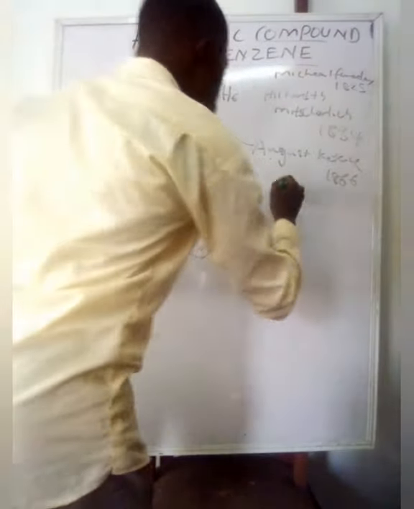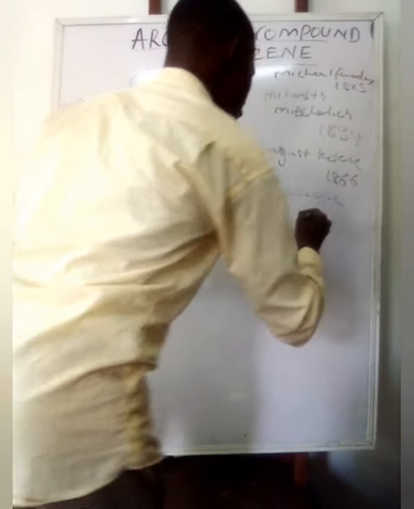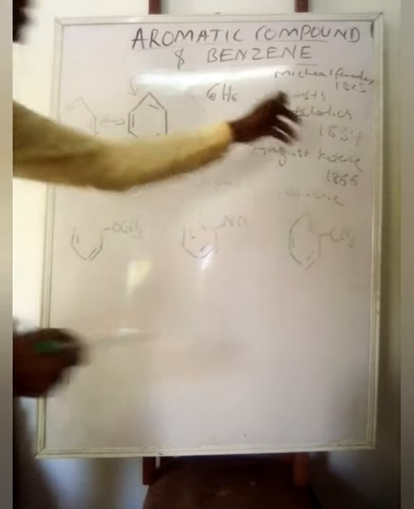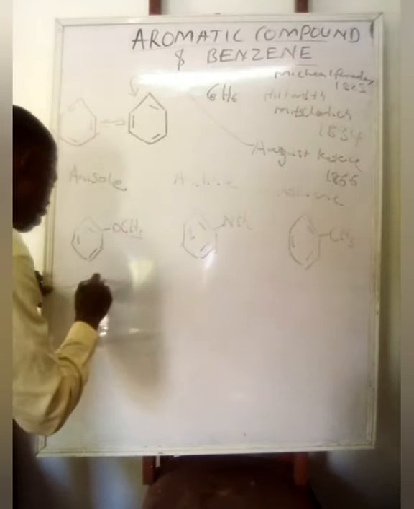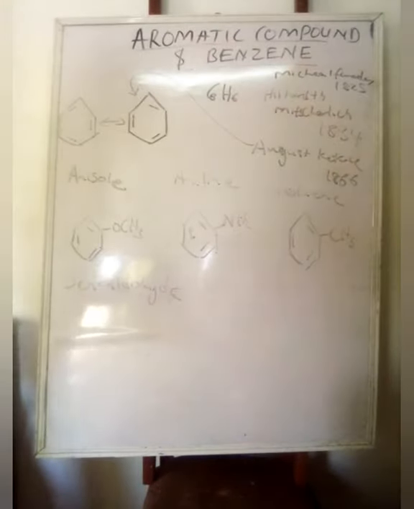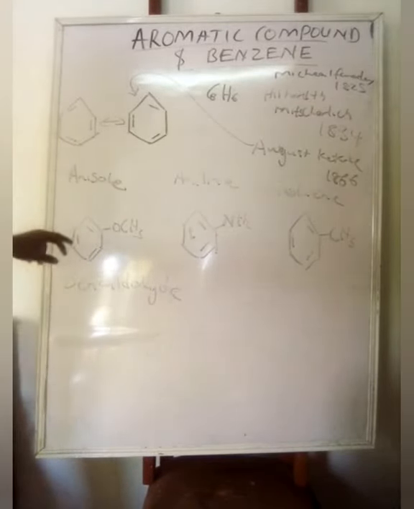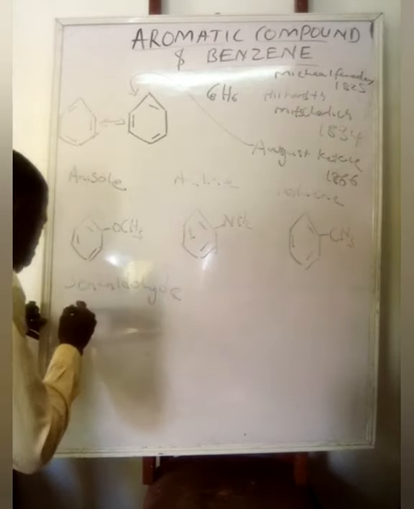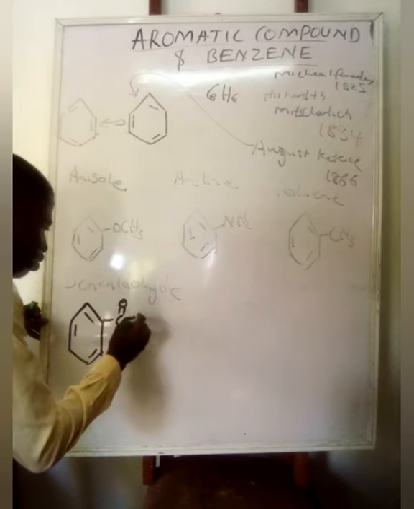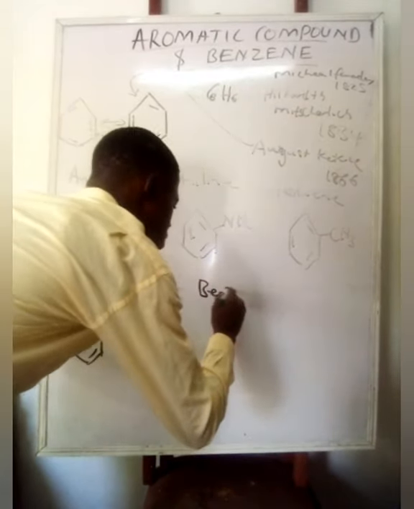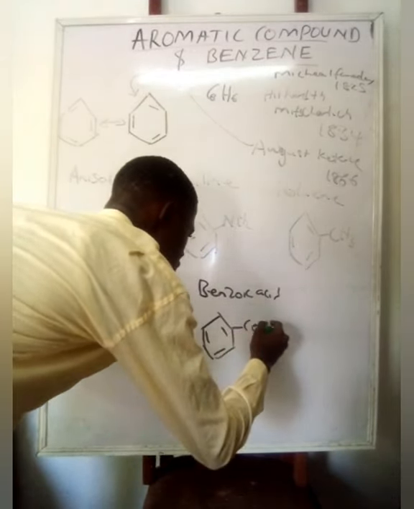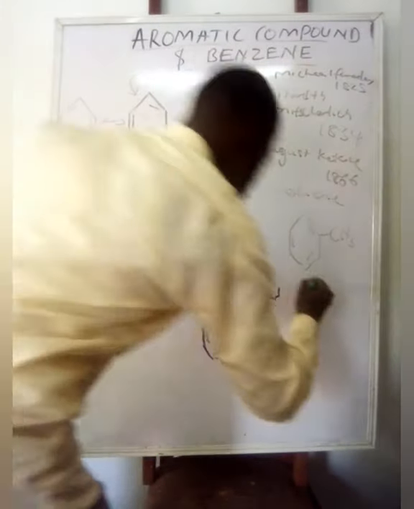We have what they call toluene. These are names of monosubstituted benzene ring. So that's a benzene with a methyl group. This is toluene. We also have benzaldehyde, which has the structure of a benzene connected to an aldehyde functional group, which is this. We also have benzoic acid, having this function: the benzene connected to a carboxylic functional group.